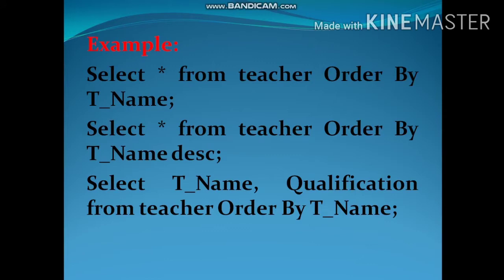Example: select asterisk from teacher, order by T name. Here it is plain ascending order. Now select asterisk from teacher, order by field name descending. When you run this statement, it displays all the fields in descending order. Another example is select T name, qualification, only two fields, from teacher. Teacher is the table name. Order by T name. It displays the fields in ascending order, but only two fields, that is T name and qualification.